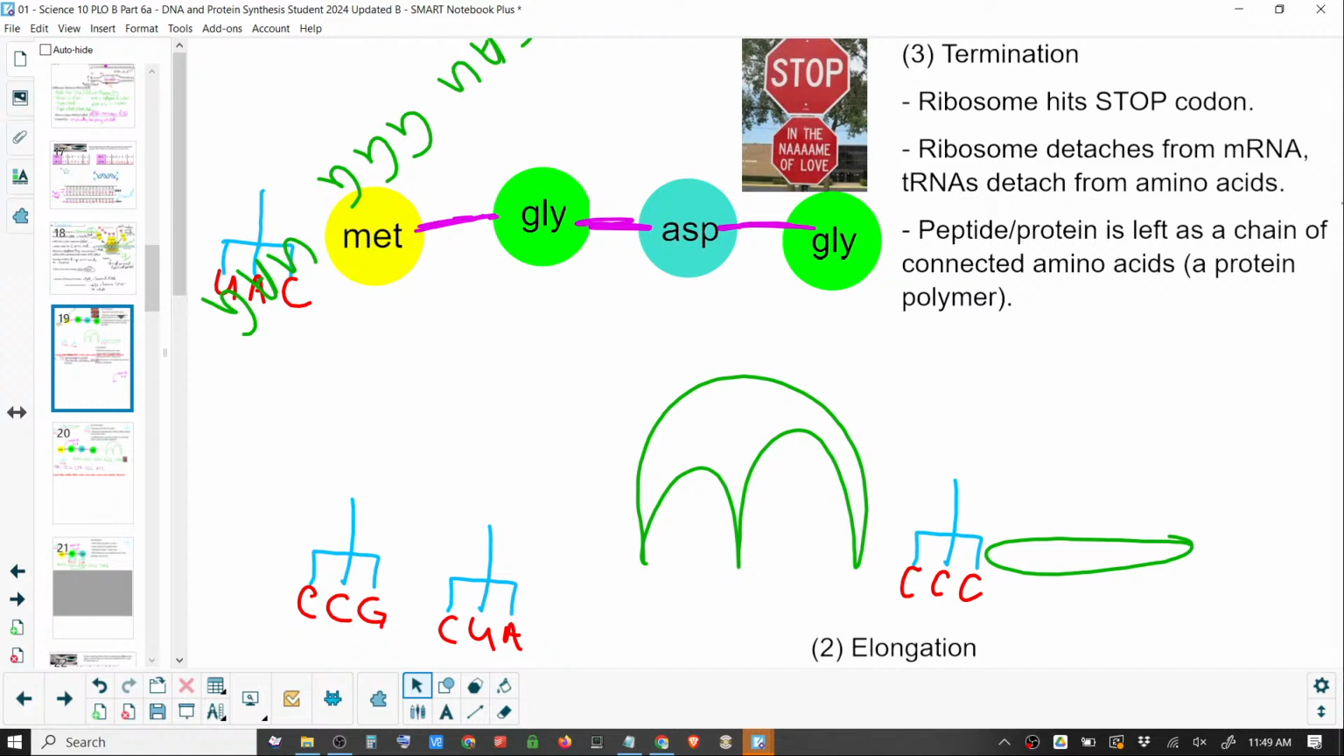So termination: the ribosome hits the stop codon, the ribosome detaches from the mRNA, the tRNAs detach from the amino acids, the peptide/protein is left as a chain of connected amino acids, a protein polymer. So initiation is the largest phase. You have start, and then everything comes together, and then elongation, elongation, elongation, elongation, elongation, and then just stop.